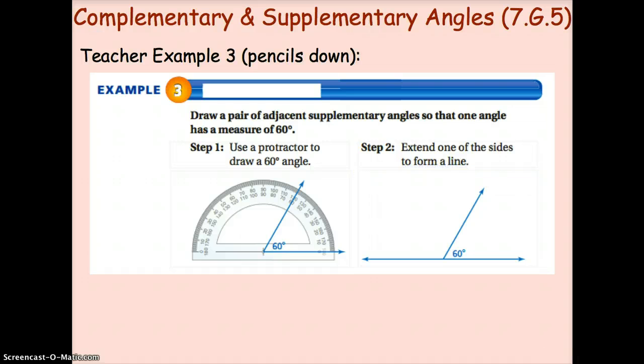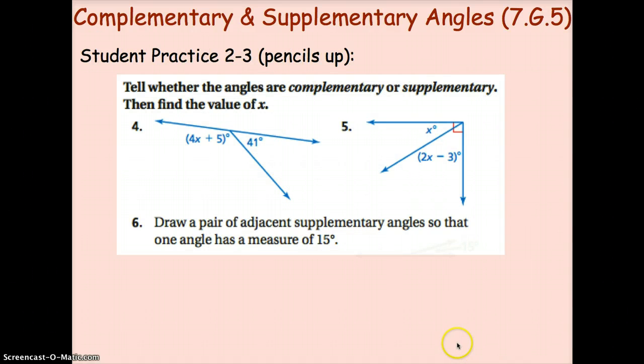Okay, let's go ahead and give you some time to practice on your own. Student practice 2 and 3, pencils up. Tell whether the angles are complementary or supplementary, then find the value of x. And also I'd like you to draw a pair of adjacent supplementary angles so that one angle has a measure of 15 degrees. Go ahead and press play when you're ready to see the answers.